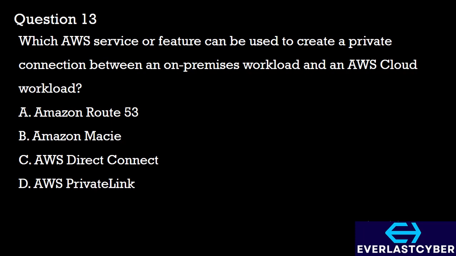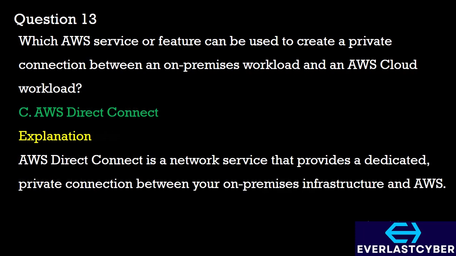So with respect to the scenario we have in the question asked, the answer is option C. AWS Direct Connect will allow you to bypass the public internet, resulting in lower latency, increased security, and more consistent network performance for transferring data between the on-premises workload and AWS workloads.